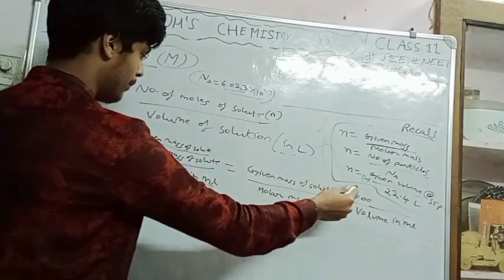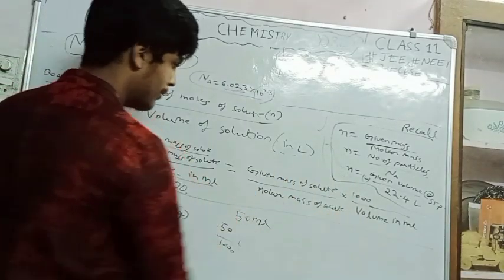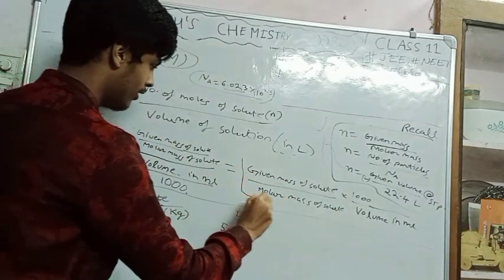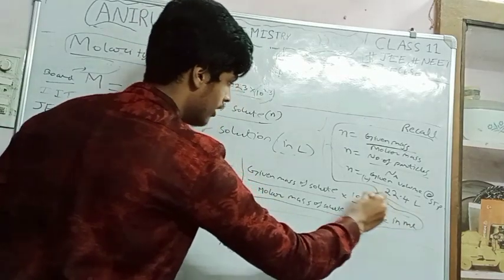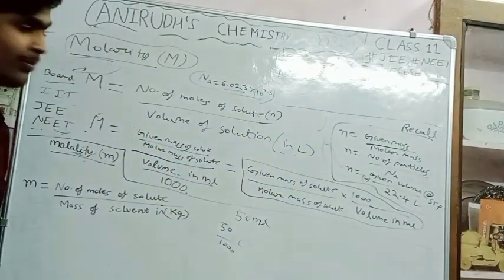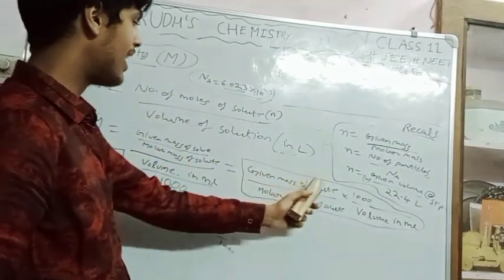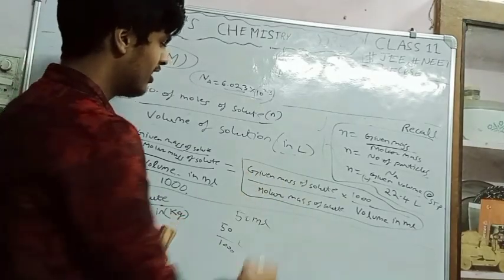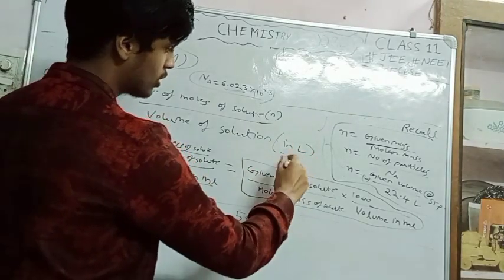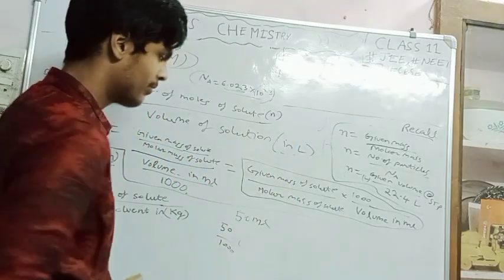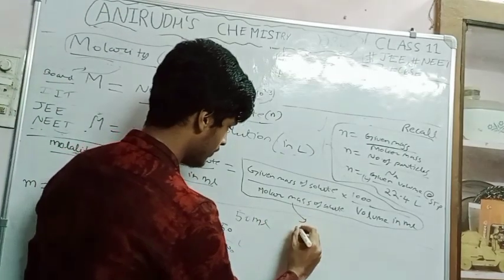1000 will be going upside, and volume in ml will come down. So this is the formula of molarity, and in high level questions, given mass of solute by molar mass of solute, this you can replace with number of moles only. n into 1000. This is the simplified way I'll give.